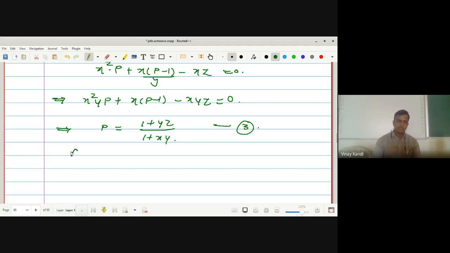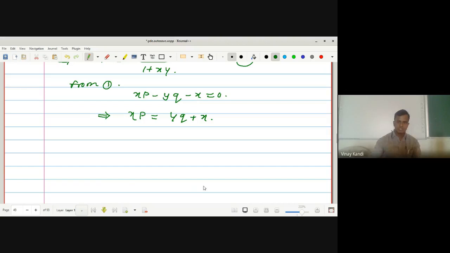Okay, now from 1, what is equation 1? xp minus yq minus x is equal to 0, which implies xp is equal to yq plus x. Therefore, p is equal to yq plus x upon x. Now putting the value of p here, we get, what is the p?